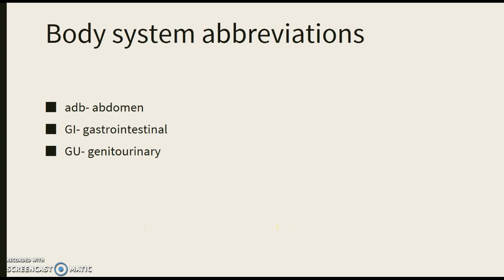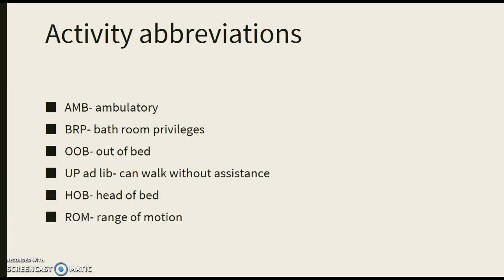Body system. So here's some abbreviations that refer to the body system in general. ABD is for abdomen, GI, gastrointestinal, GU, genitourinary. Those are pretty self-explanatory.